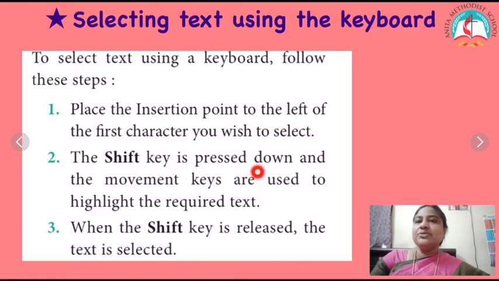So we can choose the 4 arrow keys. First we select the shift key and press down, and the movement keys are used to highlight the text. When the shift key is released, the text is selected. So press the shift key and drag it till the end of the word or line, so the entire line will be selected. So this is the way to select the text using the keyboard.